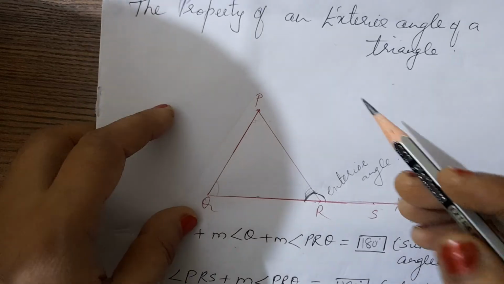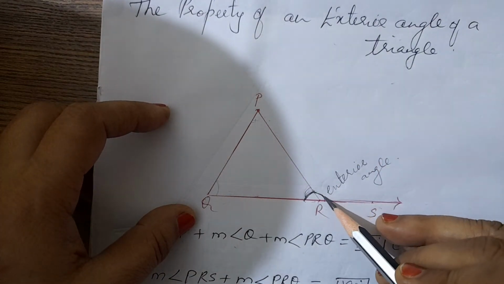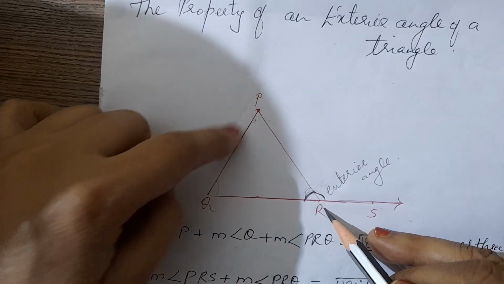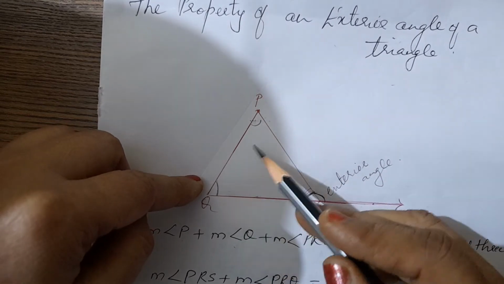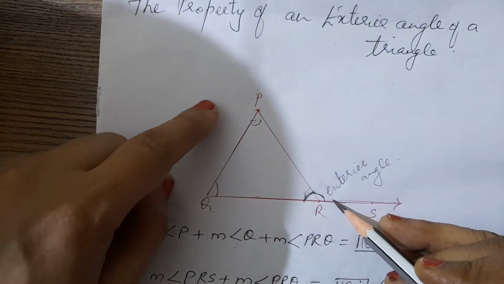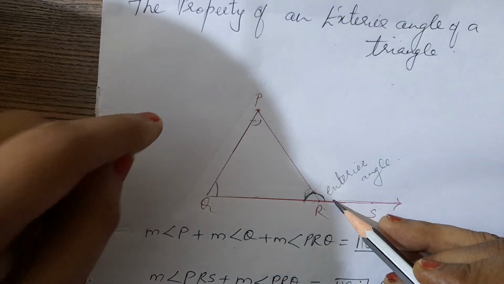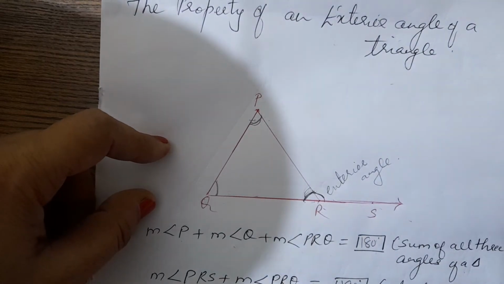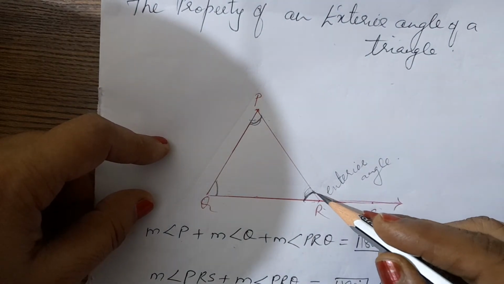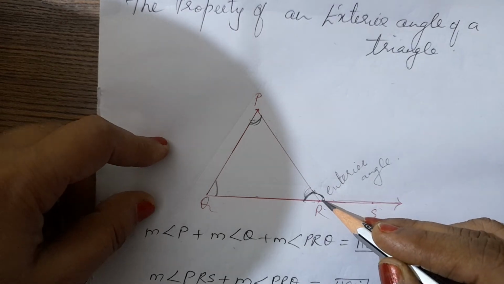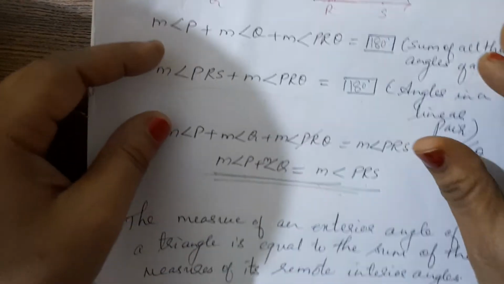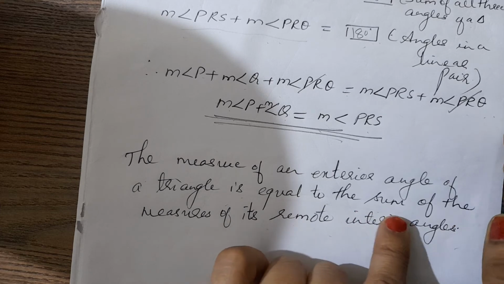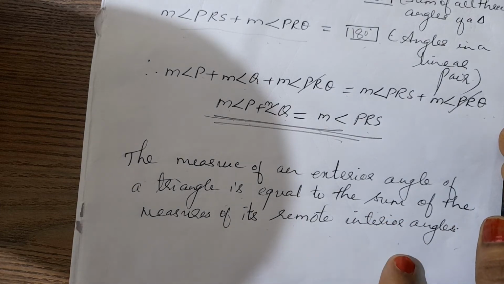Now children, always remember this: here we have this exterior angle, and the vertex of the triangle is R. The remaining two angles, angle P and angle Q, are far away from this exterior angle. So both the angles are called remote interior angles. Why? Because here we are considering the exterior angle. So we have concluded that the measure of an exterior angle of a triangle is equal to the sum of the measures of its remote interior angles.